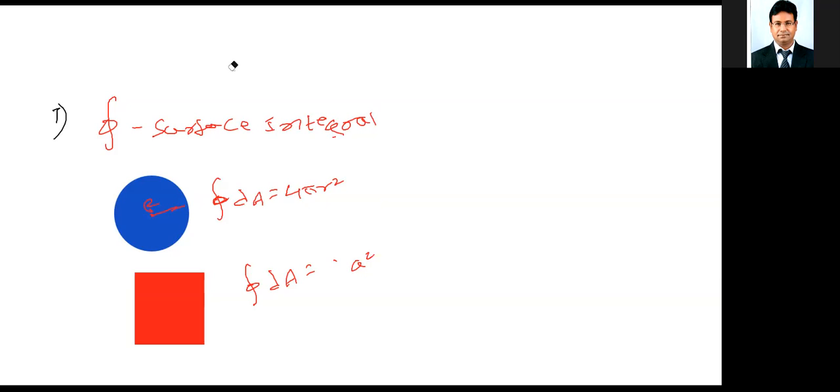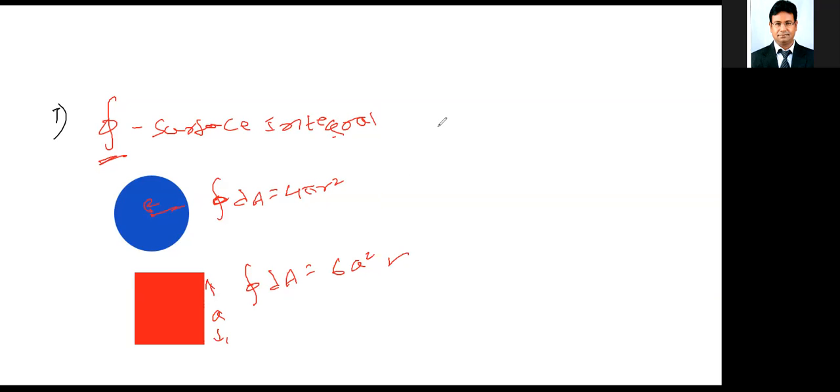It works out to be 6a square because there are 6 sides to it, and each side has an area of a square. Okay, there are 6 faces, so the total area will work out to be 6a square. Like that, depending on the shape, we have to use this integral. Keep that point in mind very clearly. Okay, right. So this is another important aspect to it.